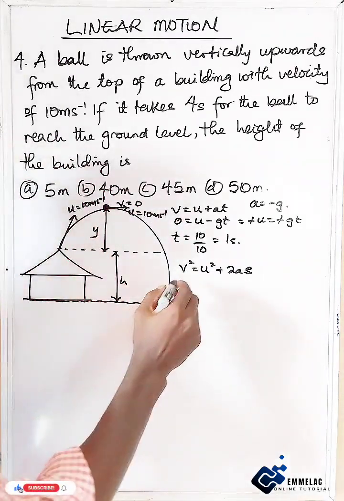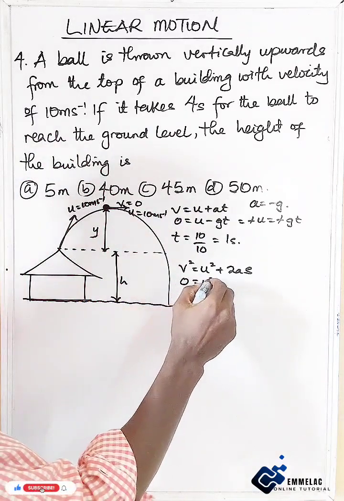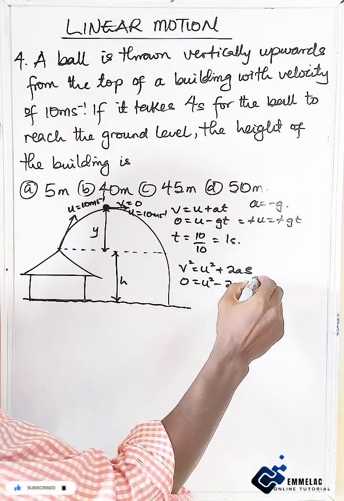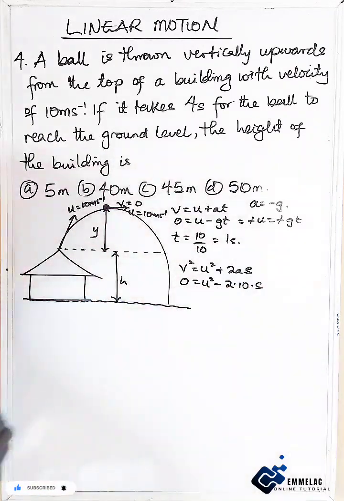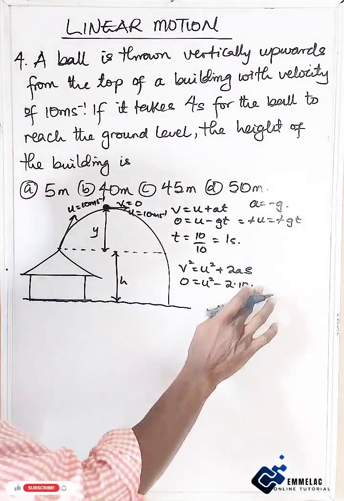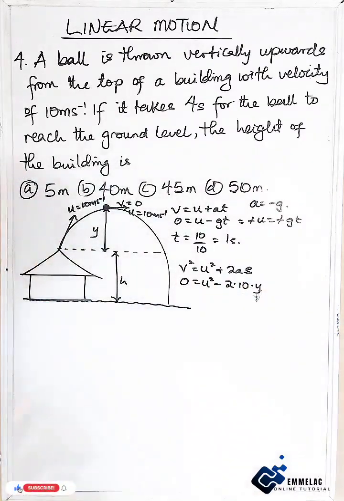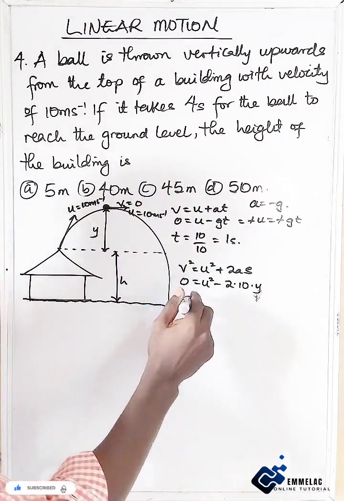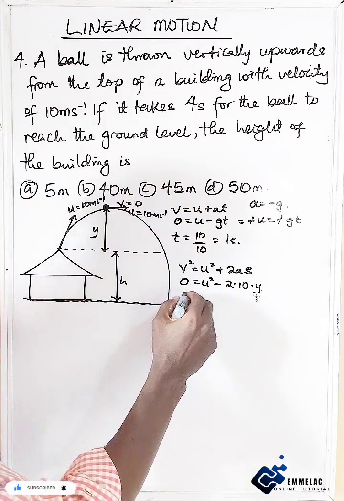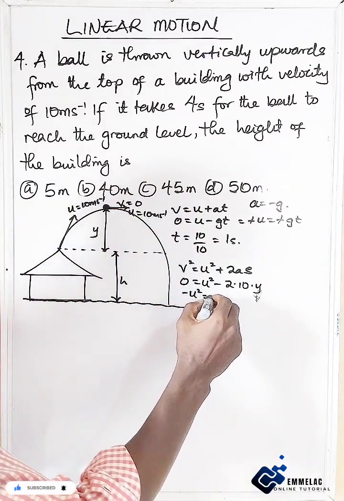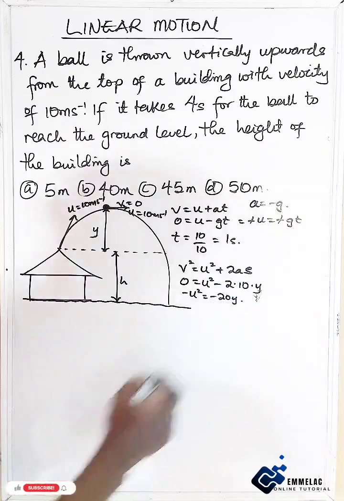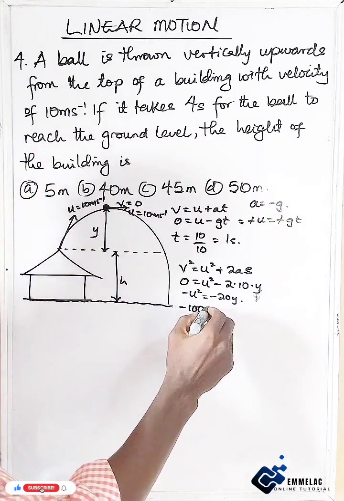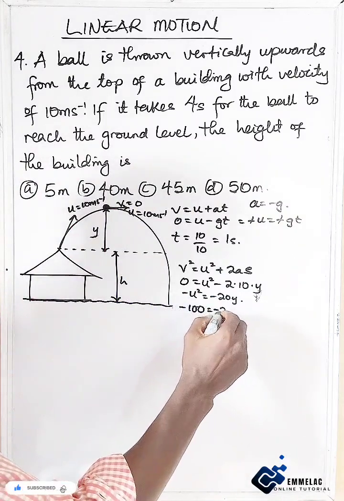Alright, to that end, we can say this is our 0 equals to u square minus 2 times 10 times s. Alright, sorry, I've actually made this y, so here will be what? y. Okay, so to this end, we have our u square will come over here, so here we have negative u square equals negative 20y. So this will be negative 100 then equals negative 20y.